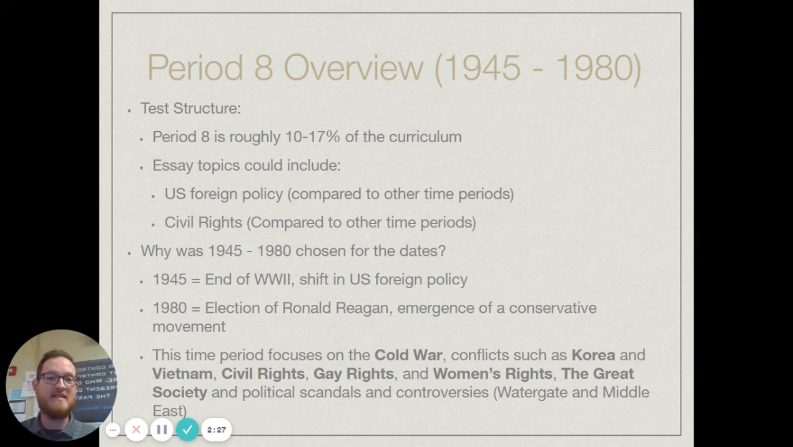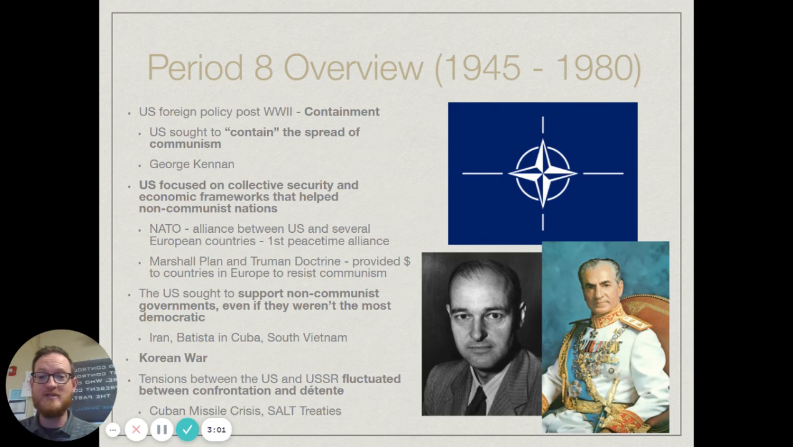You're also going to see in the 1960s LBJ and the Great Society and kind of the political fallout from the Great Society. Also during this time, you're going to see political scandals and controversies. Of course, the most famous scandal being the Watergate scandal, where we have our first ever president resign from office. And then in the Middle East, things really ratchet up as we get into the 1990s and then early 21st century. So let's go ahead and get into period 8.